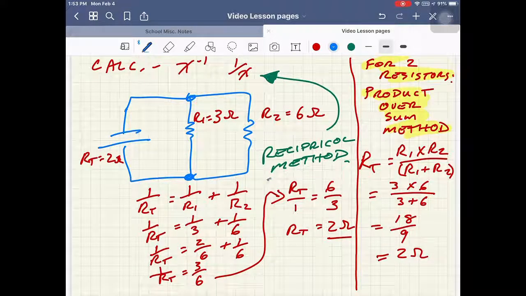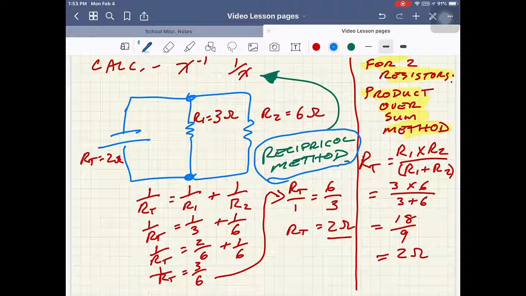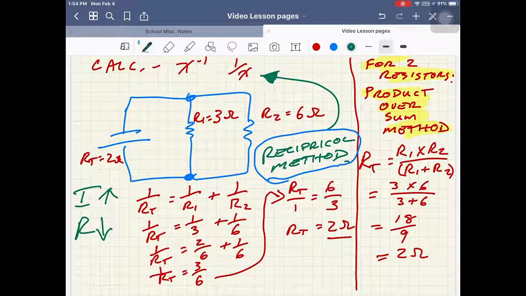The reciprocal method is kind of your default method. As current increases in the circuit, our resistance is actually decreasing because we are adding more paths for current flow in our circuit, and our voltage remains constant across each branch. So that is the resistive method.